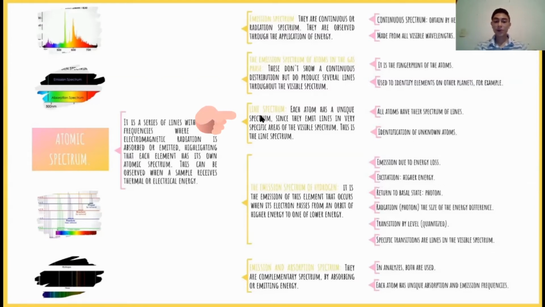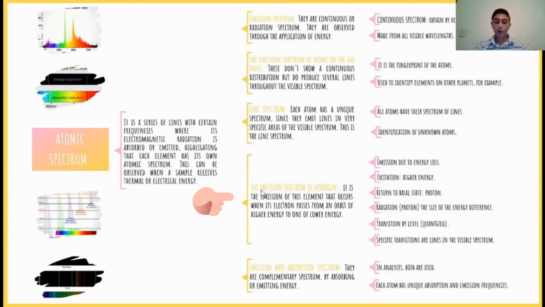Main idea number three, line spectrum. Each atom has a unique spectrum since they emit lines in very specific areas of the visible spectrum. This is the line spectrum. All atoms have their spectrum of lines, used for identification of unknown atoms.